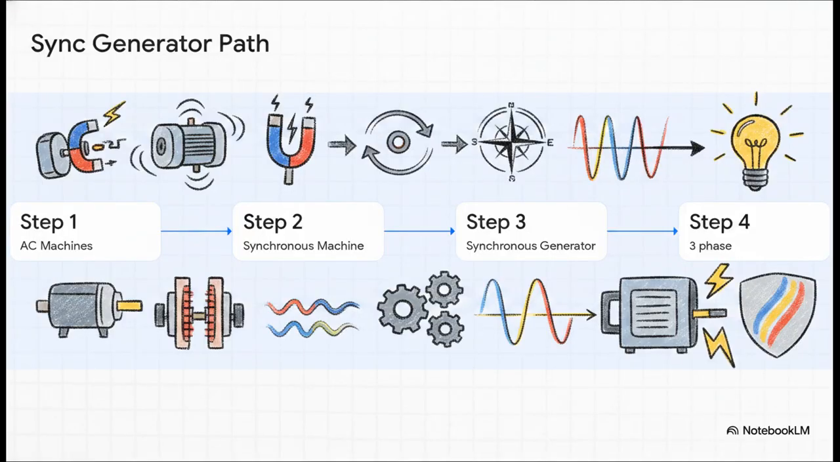Let's actually see this deductive logic in action. Imagine a massive power plant turbine. Okay, step 1, it's an AC machine. Step 2, it's locked to the grid, so it's synchronous. Step 3, it creates power, so it's a generator. And step 4, it feeds a heavy industrial grid, making it three-phase. See that? We just traced its exact genetic makeup.